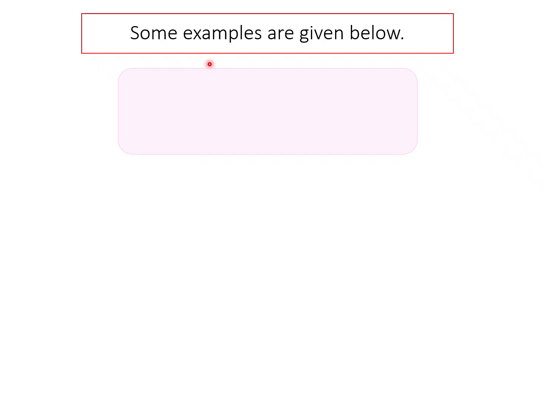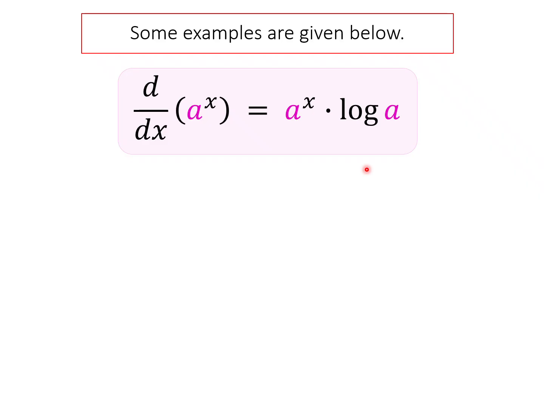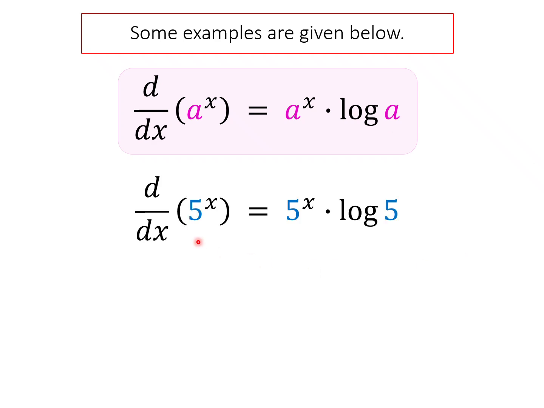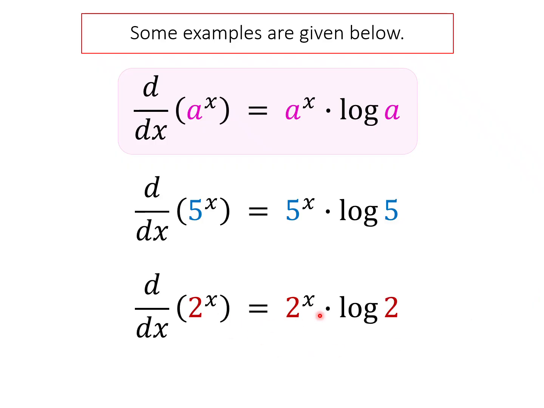We will discuss some examples here. So we are referring to that previous formula, d/dx of a to the power x is equal to a to the power x into log a, where a is constant. So d/dx of 5 to the power x is equal to 5 to the power x log of 5. Similarly, d/dx of 2 to the power x is equal to 2 to the power x into log of 2.